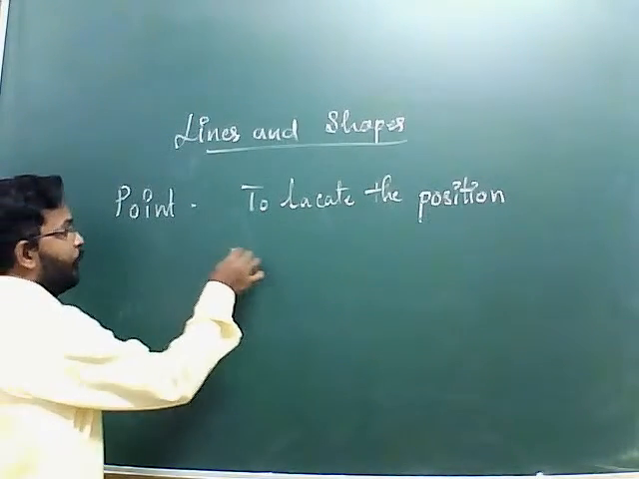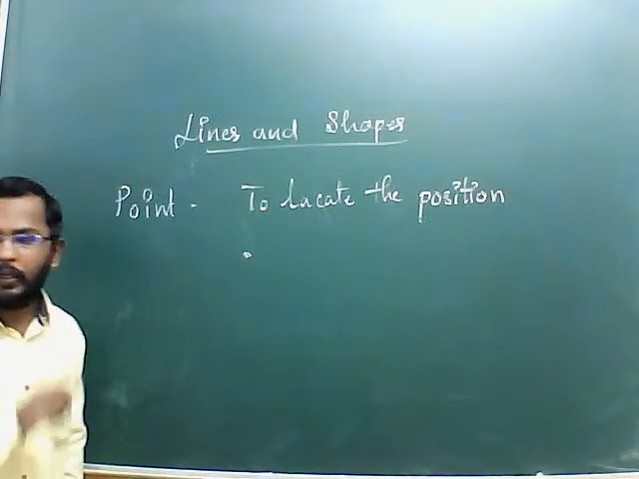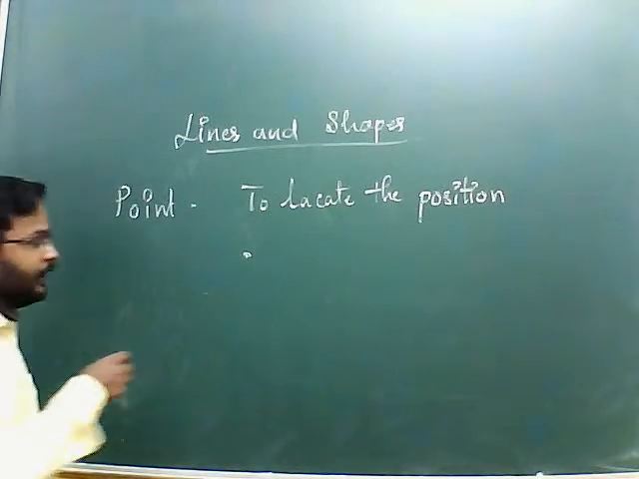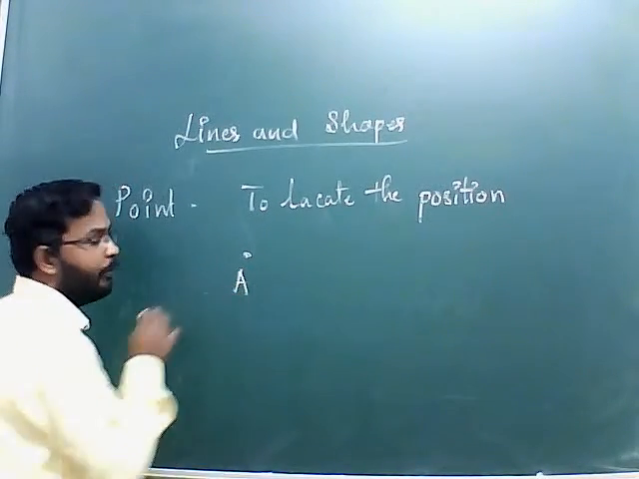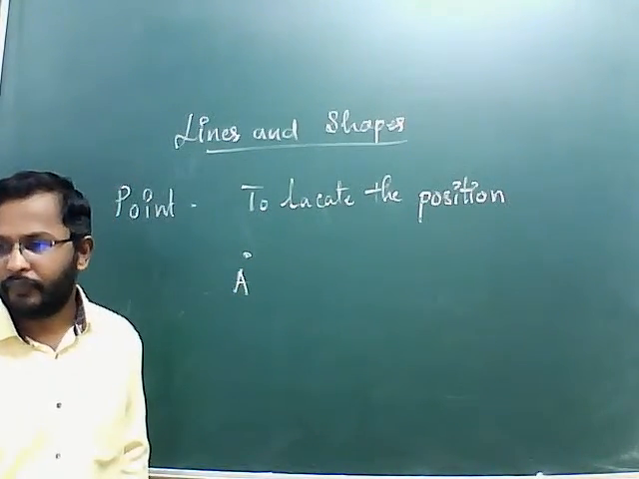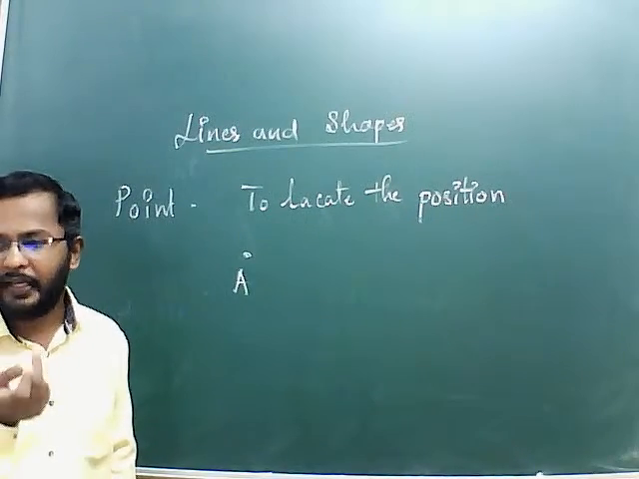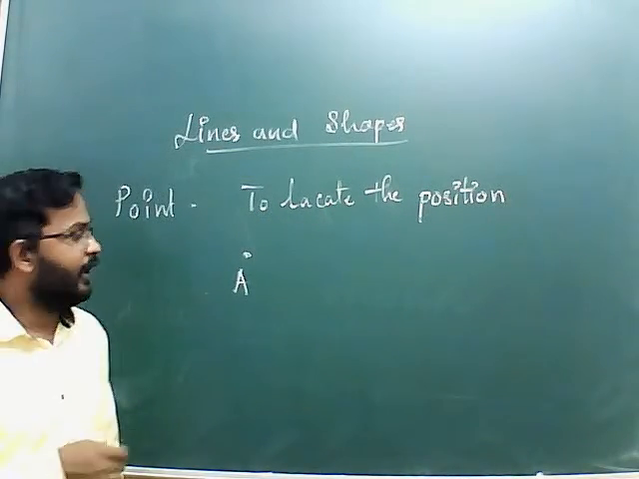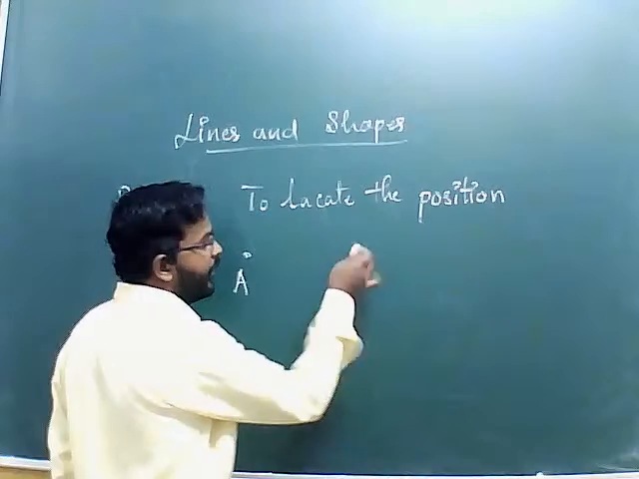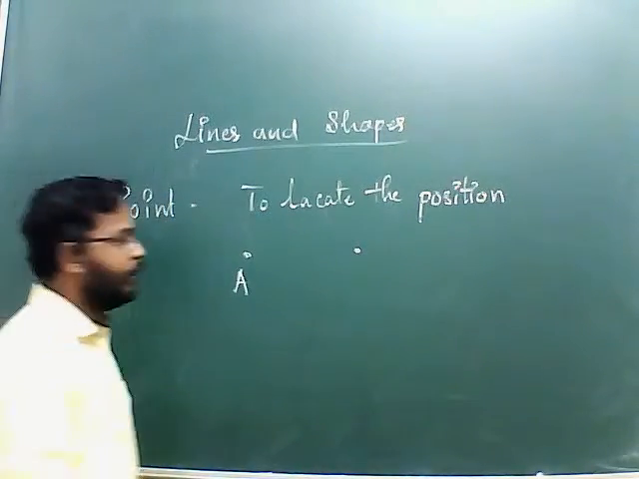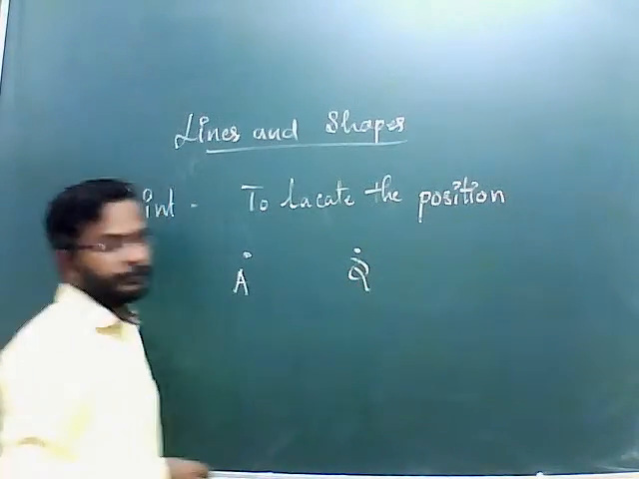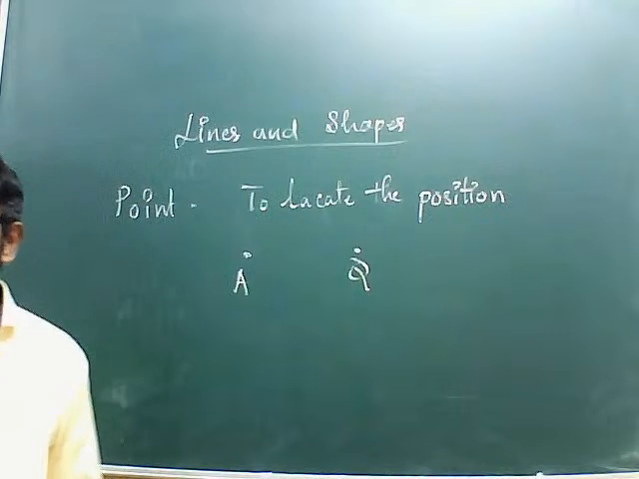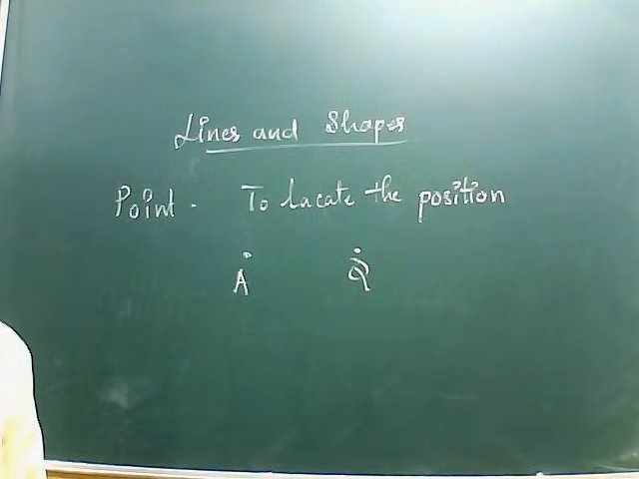Now, how to mark the points? You just put a single dot, and that dot you name by any letter. In the same way, you can write another point and mark it by Q. So to mark the points, always use capital letters.